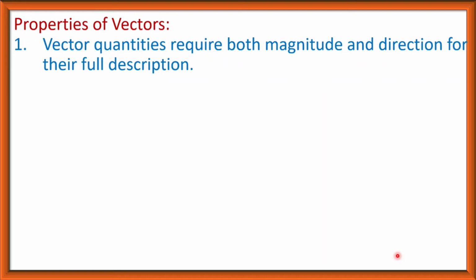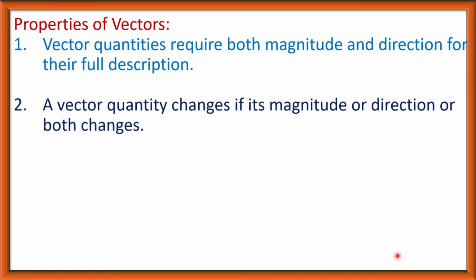Now properties of vectors. Vector quantities require both magnitude and direction for their full description. A vector quantity changes if its magnitude or direction or both change. That is, if the magnitude changes, the vector quantity will change. If only the direction changes, the vector quantity will change. If both direction and magnitude change, the vector quantity will change.